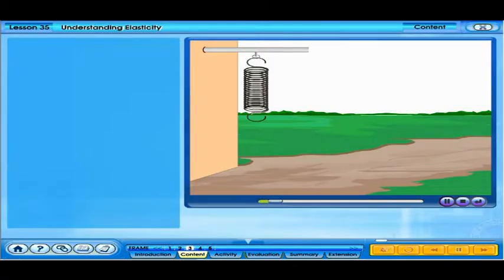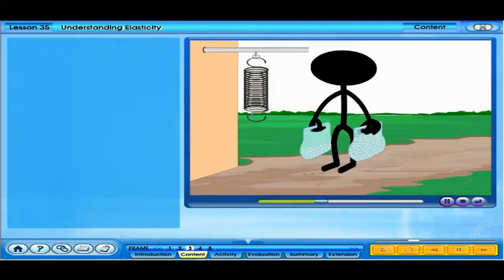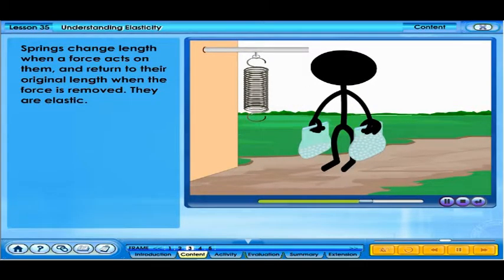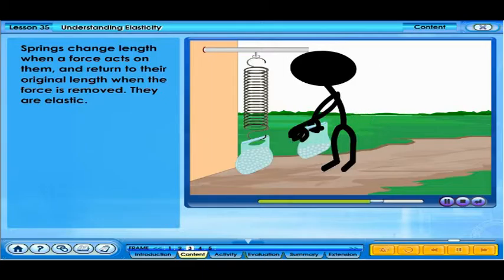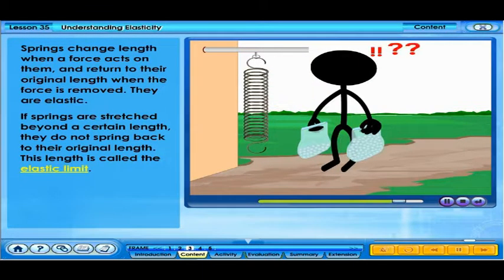Springs are very useful, but to choose the right spring for a particular application, we have to first understand the elastic properties of springs. A simple observation will tell us that springs can change length when a force acts on them, and return to their original length when the force is removed. If springs are stretched beyond a certain point, they do not spring back to their original length. This point is called the elastic limit.